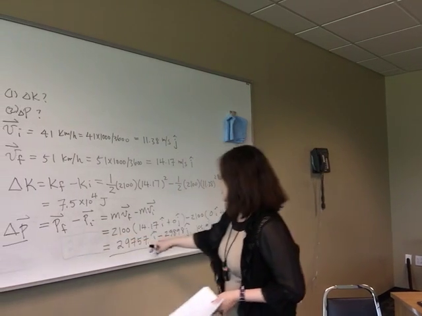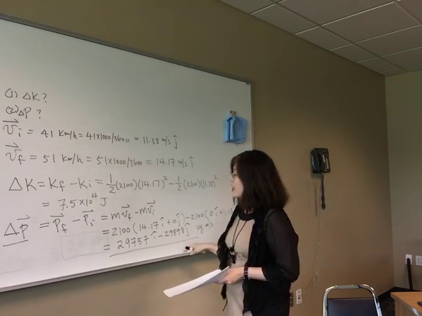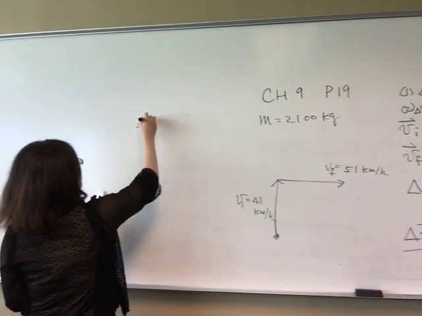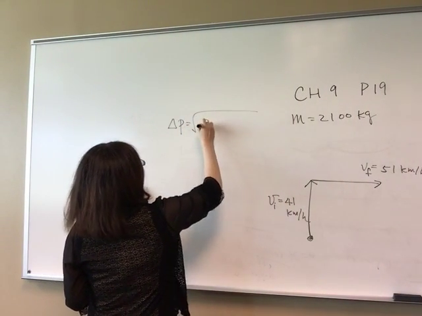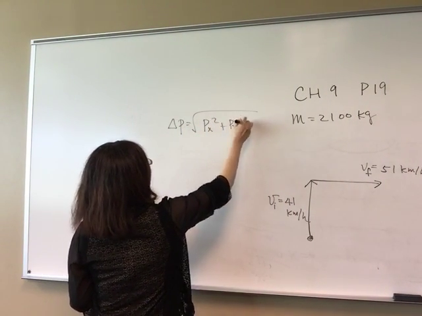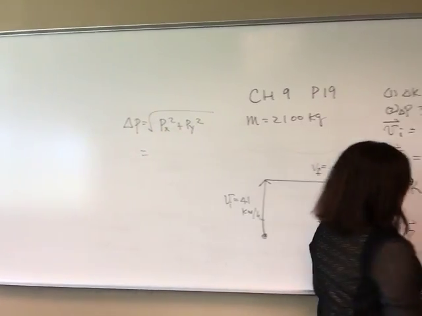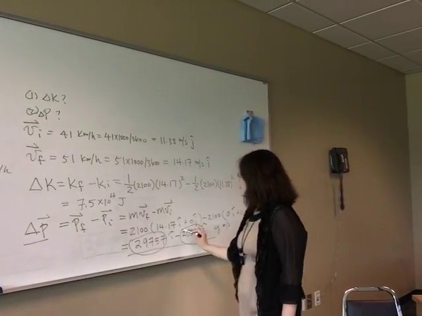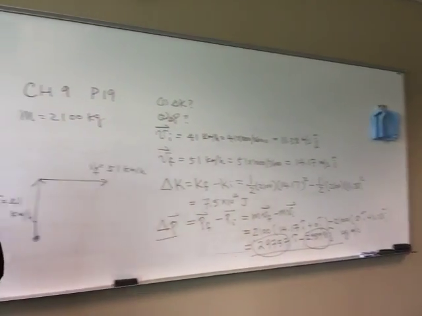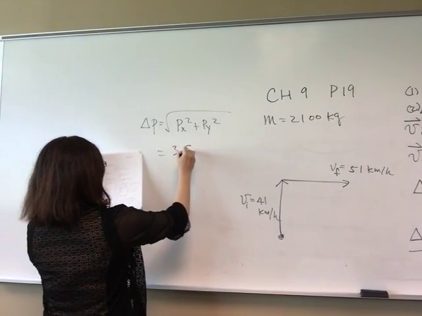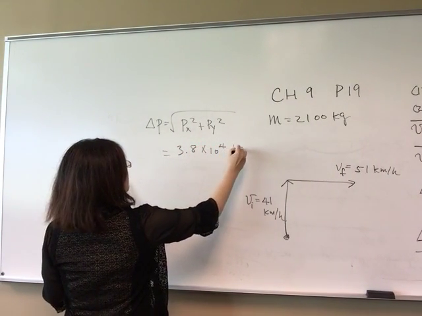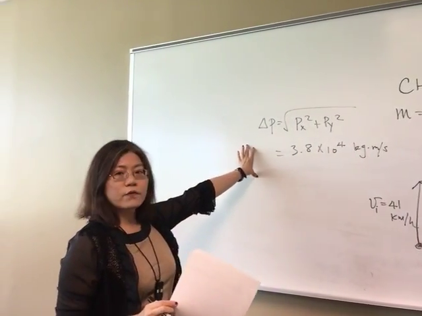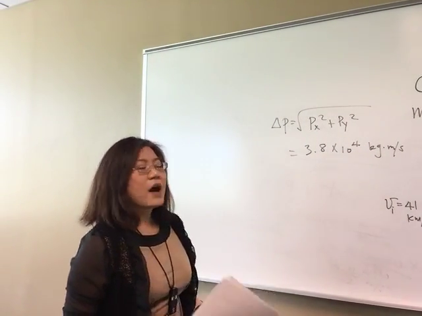So this is a vector. You have the x and y component. We use the Pythagorean theorem to find the magnitude. So your delta p will just be the square root of px squared plus py squared. You have this magnitude squared plus this magnitude squared, and then take the square root of the sum, and you should get 3.8 times 10 to the 4th kilogram times meter per second. And that's the magnitude of the change of linear momentum. And you also find the direction.